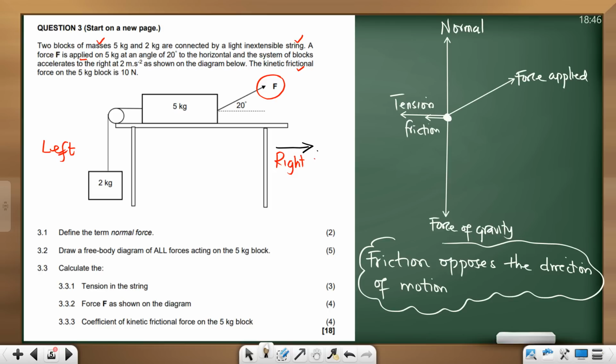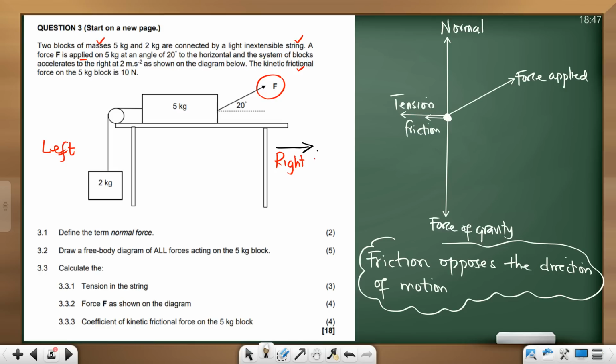5 marks. Calculate the tension in the string. Let's look at the objects. If I don't know F, that's going to be a problem. What about the 2 kg? Look, it's 3 marks. When you see 3 marks in physics, I'll tell you the secret: 1 formula, 1 substitution, 1 answer. Bam, bam, bam. There's no simultaneous story here.